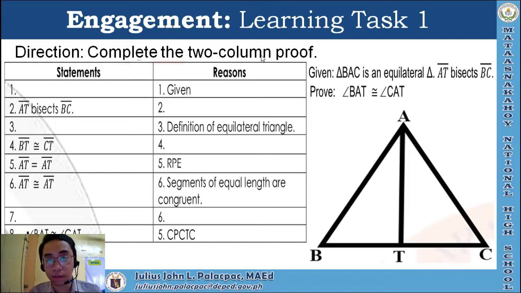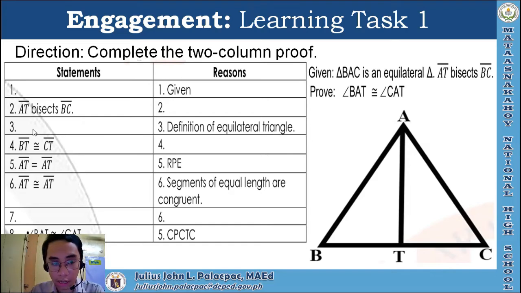Dito tayo ngayon sa learning task 1 or sa engagement. We have a given: triangle BAC is an equilateral triangle. Line segment AT bisects line segment BC. Yun ay ilalagay nyo sa statement, tapos given. AT bisects BC, yun ay given din. And then kung mapapansin nyo, AB is congruent to AC dahil equilateral. Itong dalawang side na ito, congruent sila sa isa't isa. So, lalagay nyo, line segment AB is congruent to line segment AC, definition of equilateral triangle.